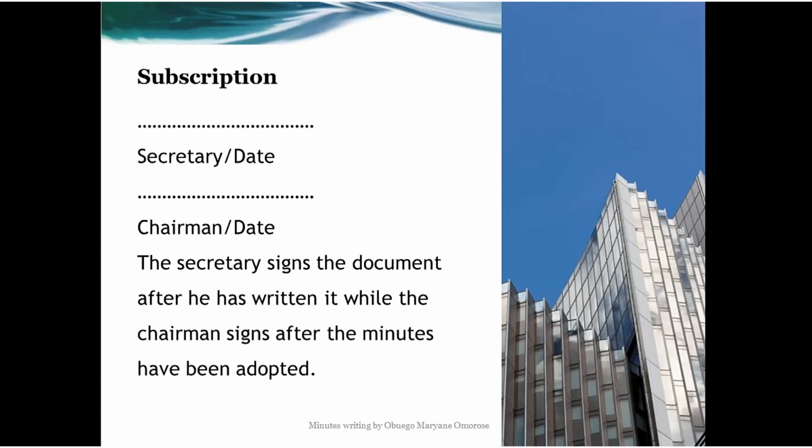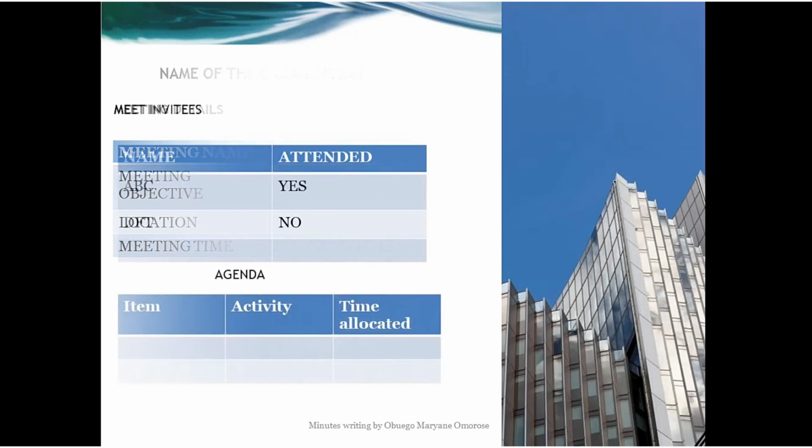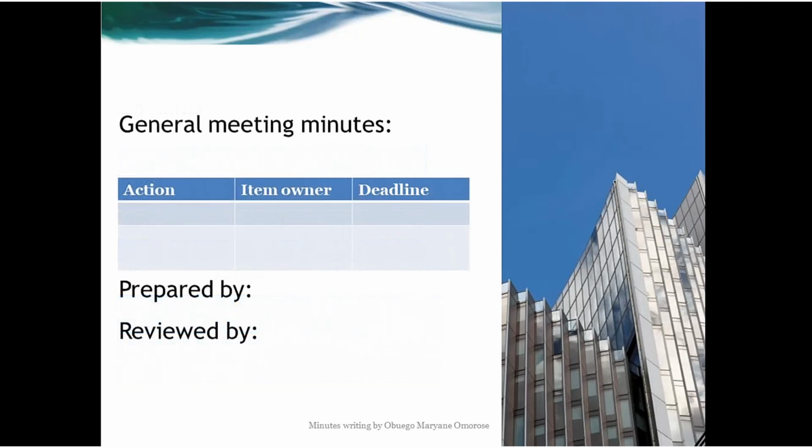That's how you follow it in writing your minutes. Also, you can section your minutes like this by writing the name of the organization, and then the meeting details. This meeting detail is just what is contained in the heading of what we just discussed. Write the meeting name, the meeting objective, the location, the time, and the date. Then also the attendance, the invitees, the agenda item, activities, and the time allocated. Then also the things that were discussed in the minutes.